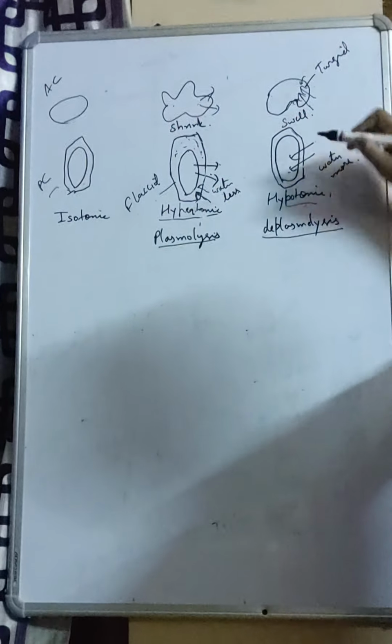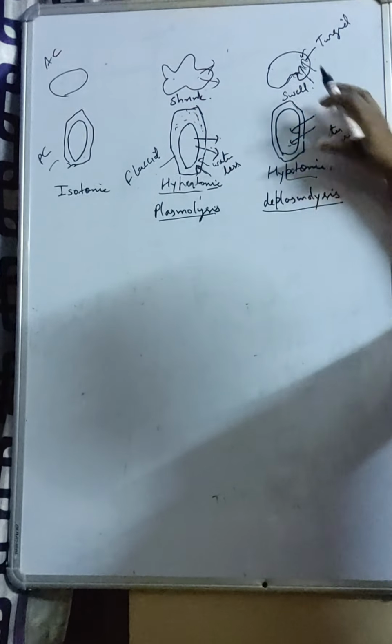Something like that. But in case of plant cell, since they have a rigid cell wall, they will not burst, but they will become fully turgid. Fully tight.